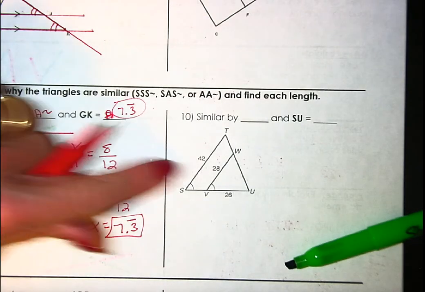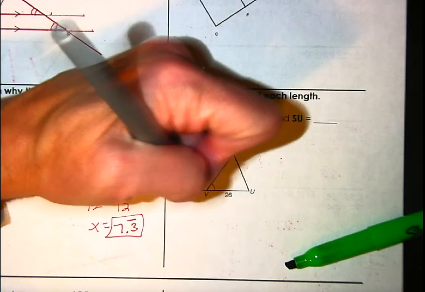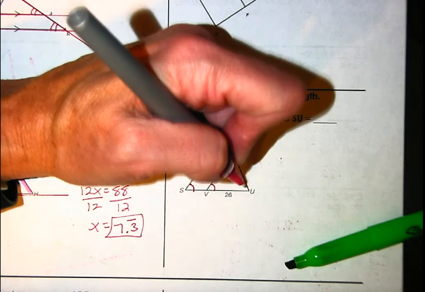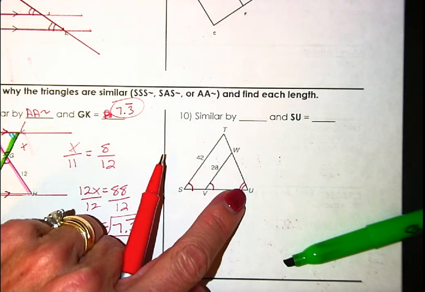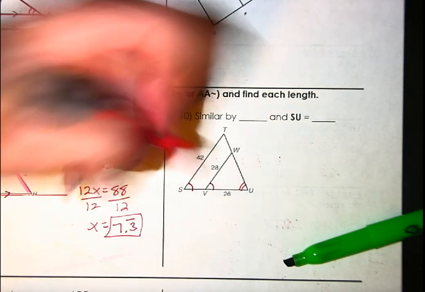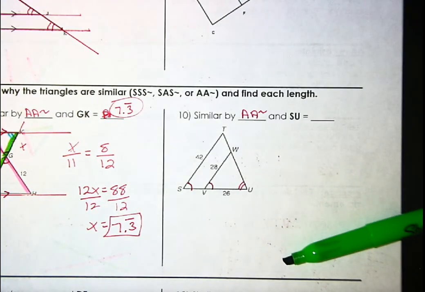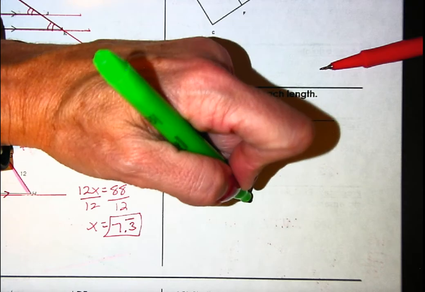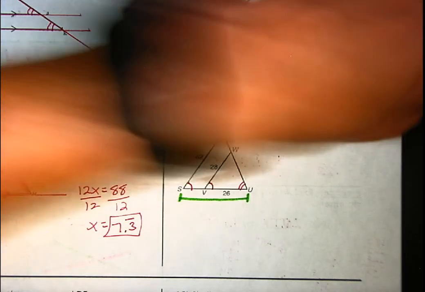Okay, so similarity, let's see. Let's look at what they give me. They give me one pair of corresponding angles are congruent, and they give me that they share U. So U is going to be my reflexive angle. They both share a U. Okay, so these are definitely similar by AA similarity postulate. So now we have to figure out what SU is. So SU is this whole length right here. Okay, so that's going to be our X.